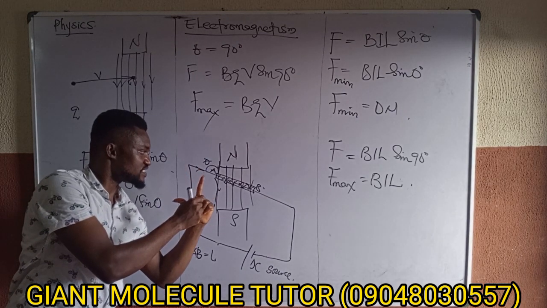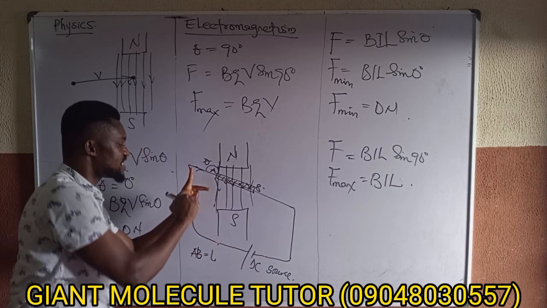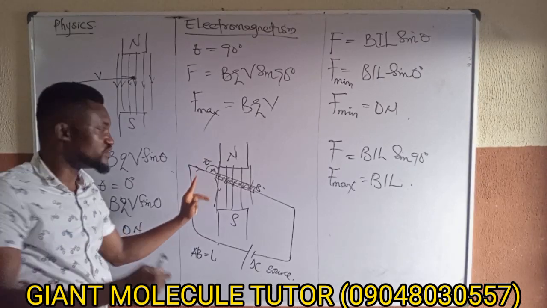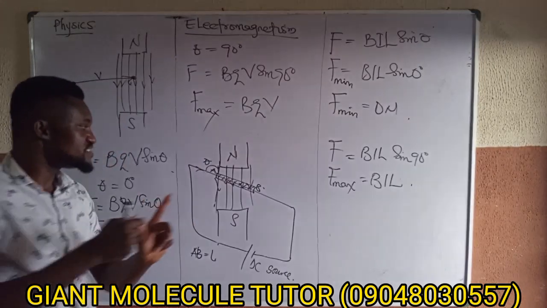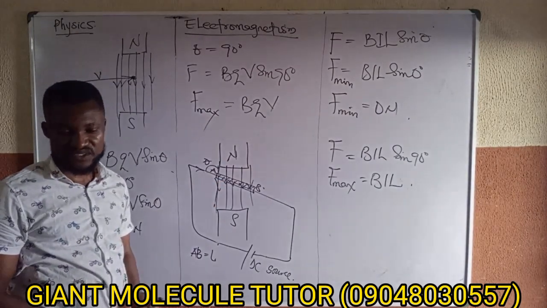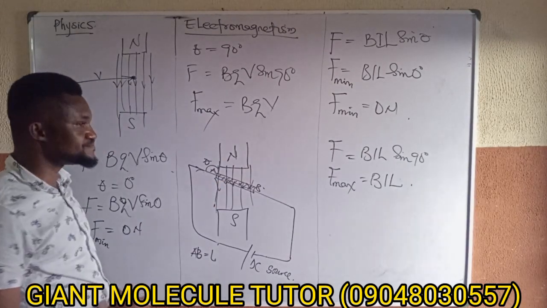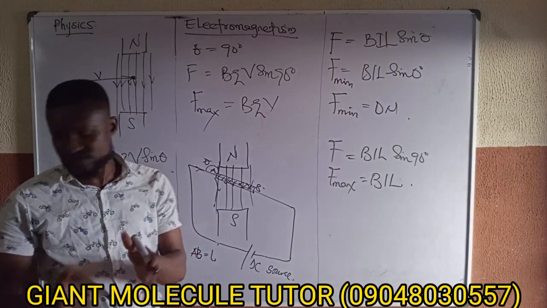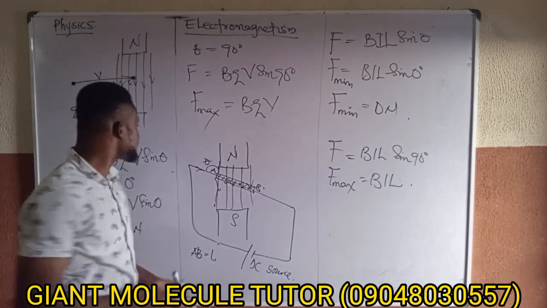Then here is the current. The current moves towards this. That means the thumb is moving upward, and the thumb shows the direction of motion of this conductor. Okay, let's see its application in a motor, so that you see how it is applied.